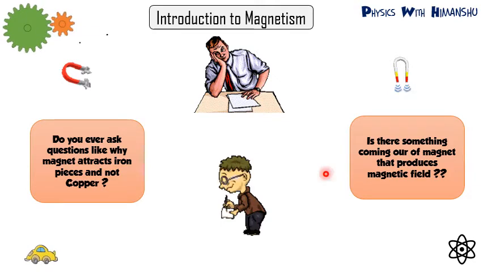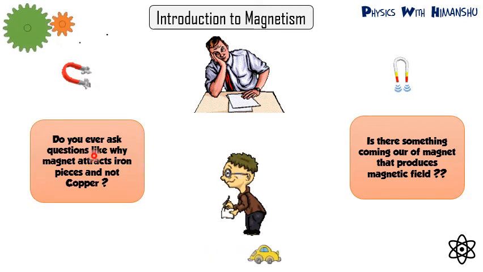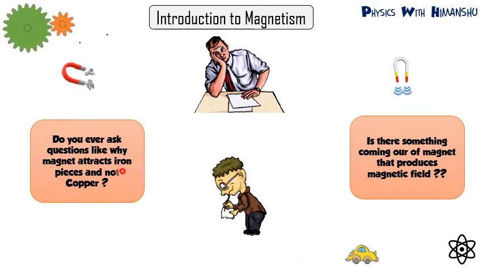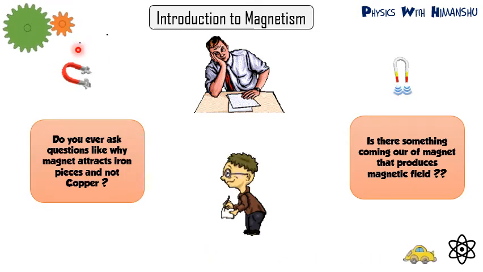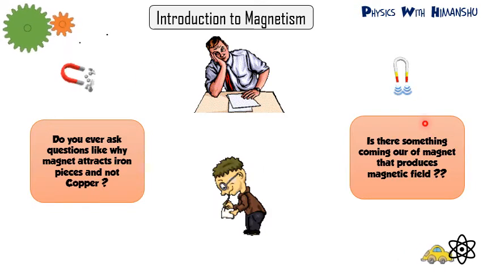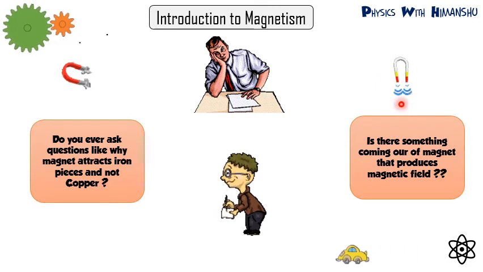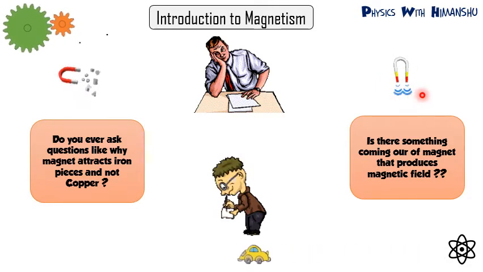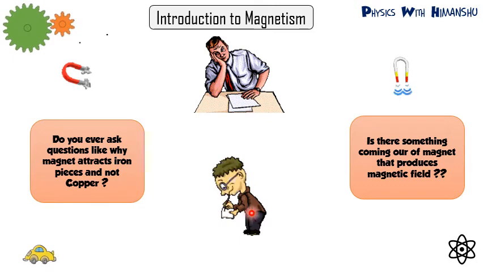So what is magnetism? You must have seen that a magnet attracts a piece of iron. Do you ever ask questions like why a magnet attracts only iron and not copper? Do you ever ask this type of question? Or do you ever think about what is coming out of a magnet, what is something that is coming out of a magnet that is applying magnetic force on other objects? Do you think about all this or do you only write all this in your notebook?